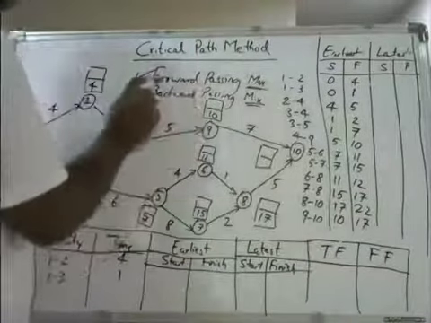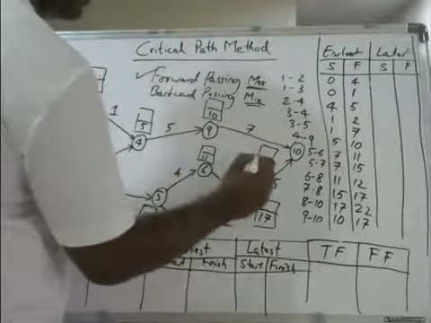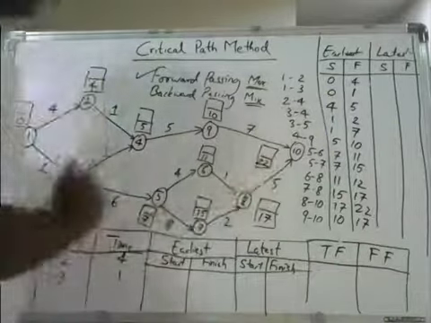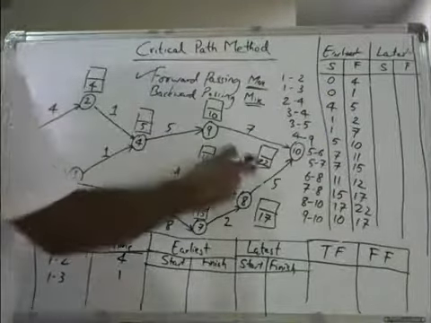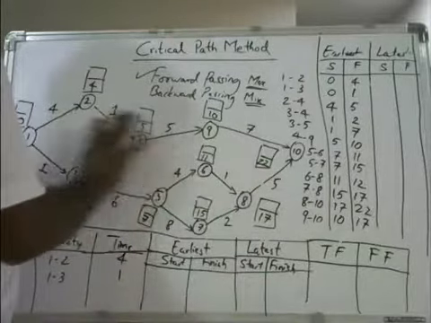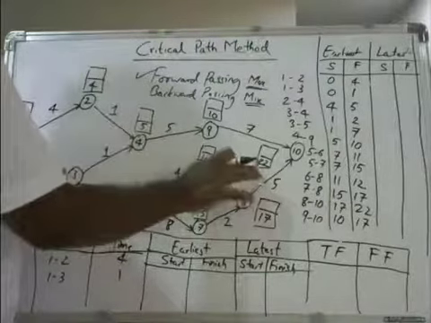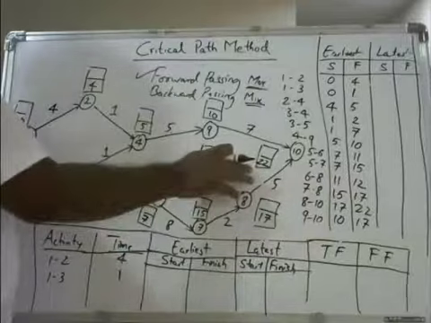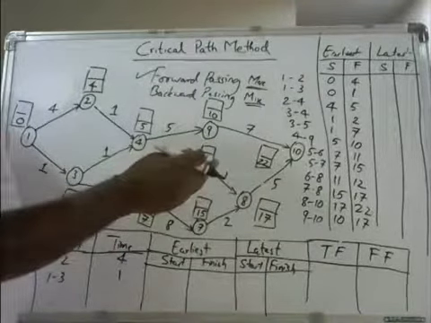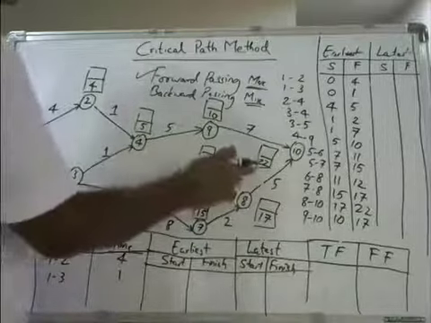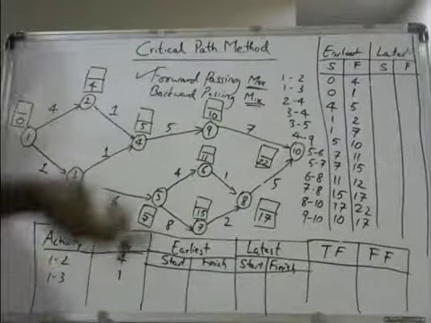Because when you are doing forward passing, you should take the maximum value. So it is 22 here. When you complete the project, it is 22 days. So basically this will be the answer for your total project duration. It requires 22 days. However, we'll conclude it later.